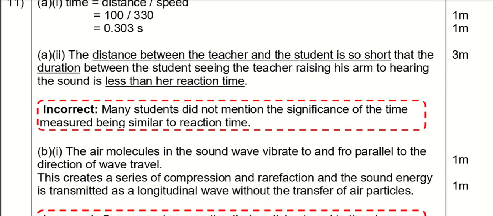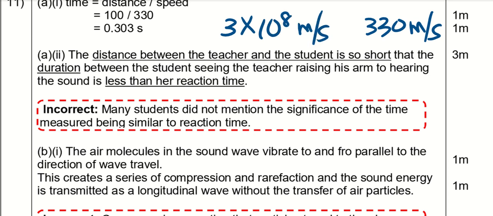Okay, so basically, when you see something and when you hear something, the time is different. Because the speed of light is how many times more than the speed of sound? About 10,000 times more. What is the speed of sound? Speed of sound is 330 meters per second. So the speed of light is many times faster than the speed of sound, right? So the distance between the teacher and the student is too short. The student may see the teacher raise the hand and hear the sound almost at the same time, because the distance between the teacher and the student is too short.